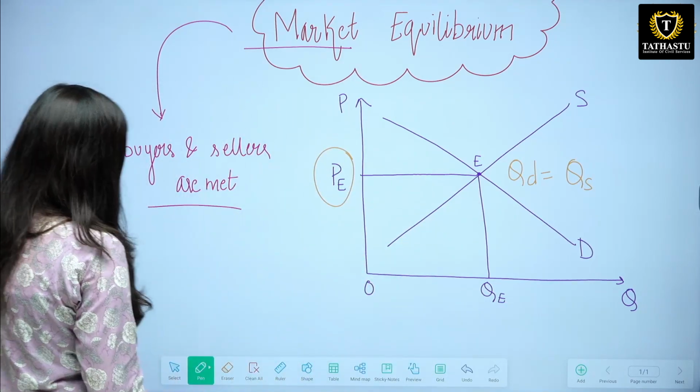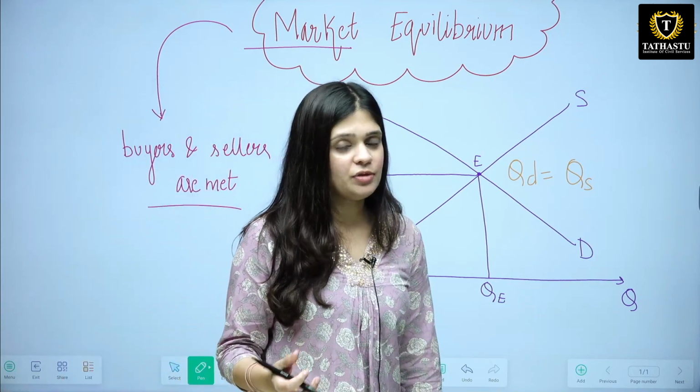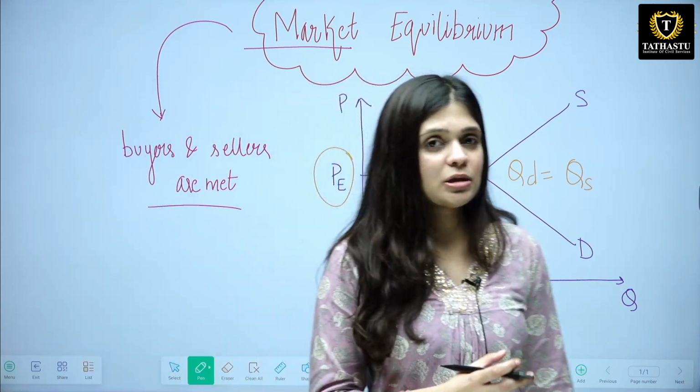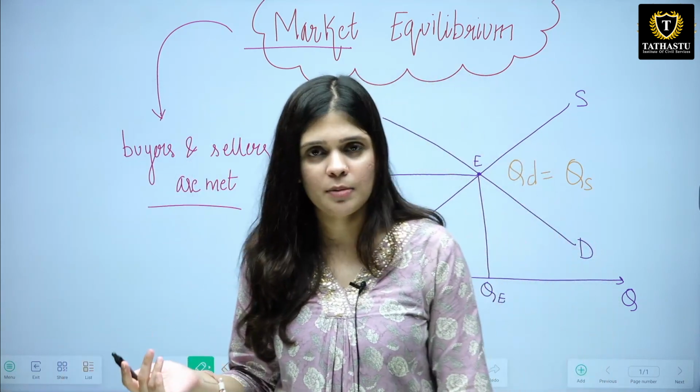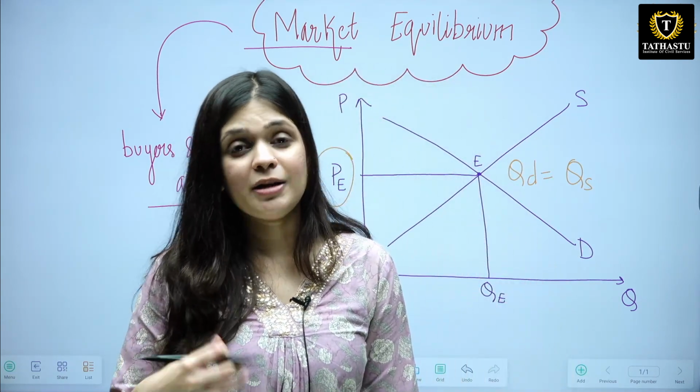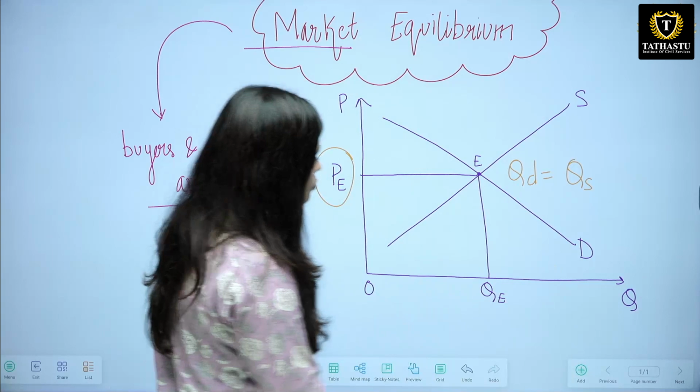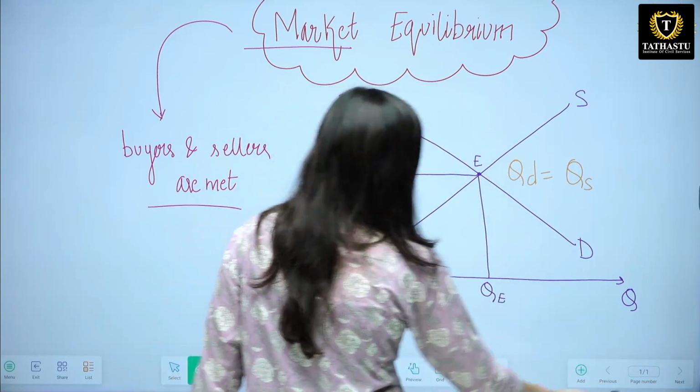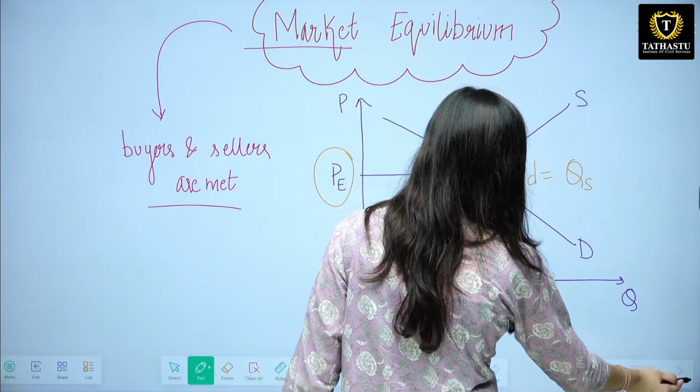Now they both might shift because of certain determinants that we have already discussed. There are certain factors that shift the supply curve and demand curve towards left and towards right. So they can shift the market demand and supply curve also. So this is what we will study in today's lecture.